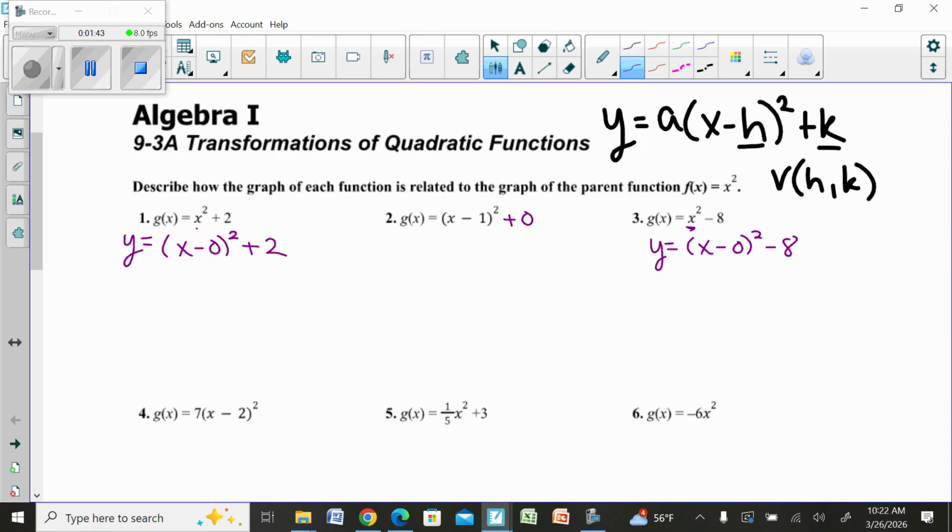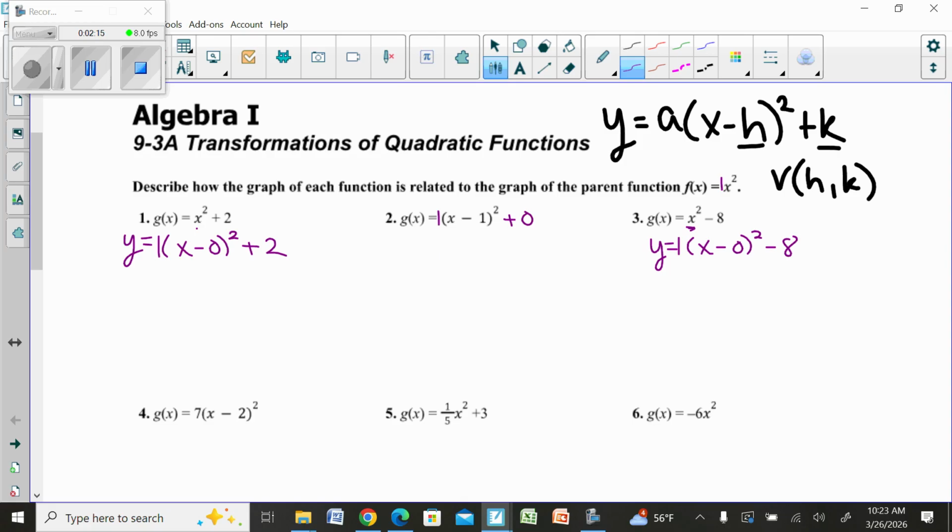It says describe how the graph of each function is related to the graph of the parent. The parent function is just x squared. Its vertex is at (0, 0), and so a does something, h does something, and k does something to these numbers. My a value in each of these is a 1. Okay, there's an actual 1 sitting here. And that's how wide or how narrow the graph is. The parent function is also 1.